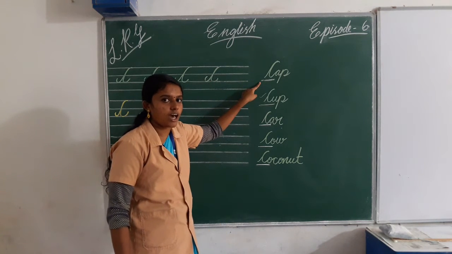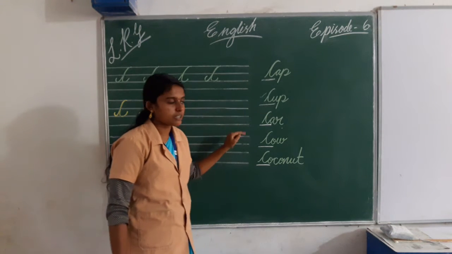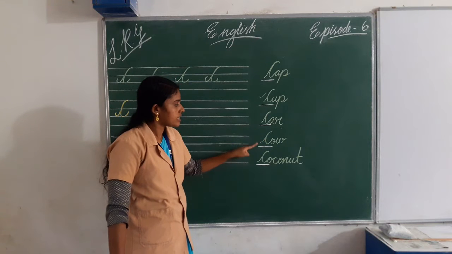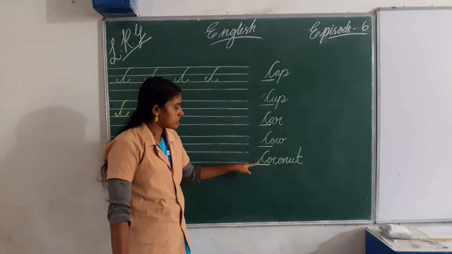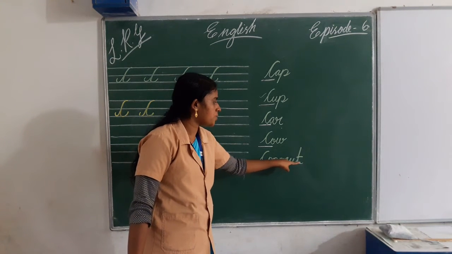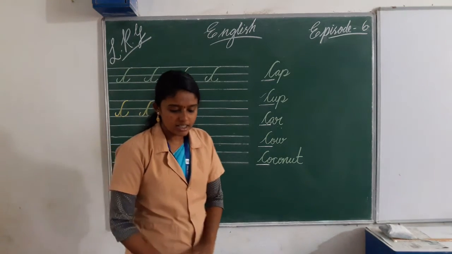C-A-P. Cap. C-U-P. Cup. C-A-R. Car. C-O-W. Cow. C-O-C-O-N-U-T. Coconut. Say coconut. Next word.